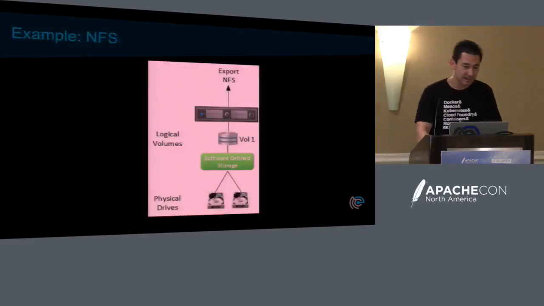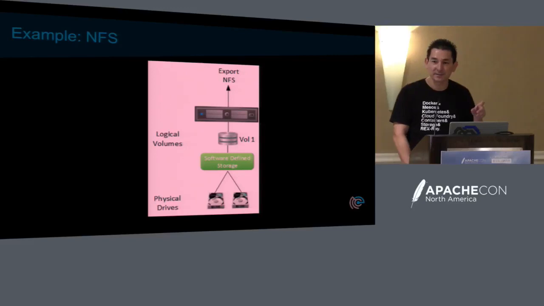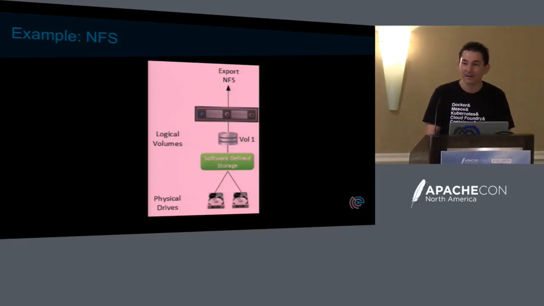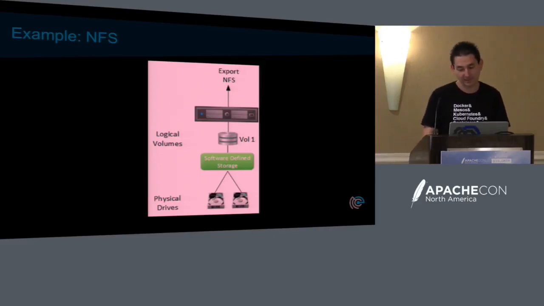I already gave a brief example of what NFS looks like, so this is just a visual representation of that. Two physical drives, maybe in an LVM group. Then you have the software-defined storage layer, which is just your NFS server. That gets exposed out to the end user, and you consume that NFS storage, like we all know, using an NFS client. That's a very, very simple definition of software-defined storage.